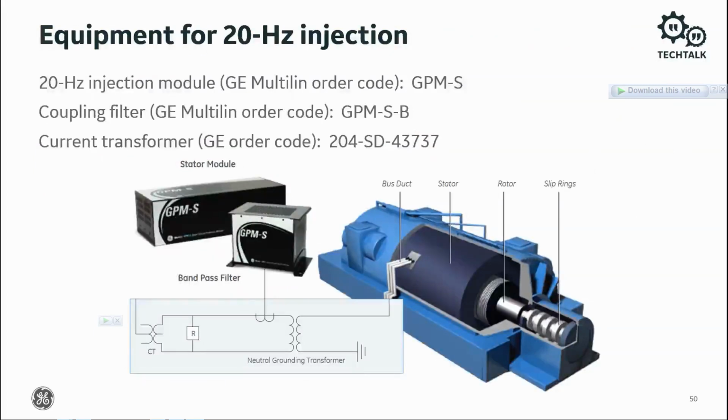An additional module and filter are the equipment needed for 20 Hz injection. These are the GPM-S, which is the stator module, the GPM-S-B, the bandpass or coupling filter, and a CT204-SD-43737. You can also order a current transformer to couple the 20 Hz signal.